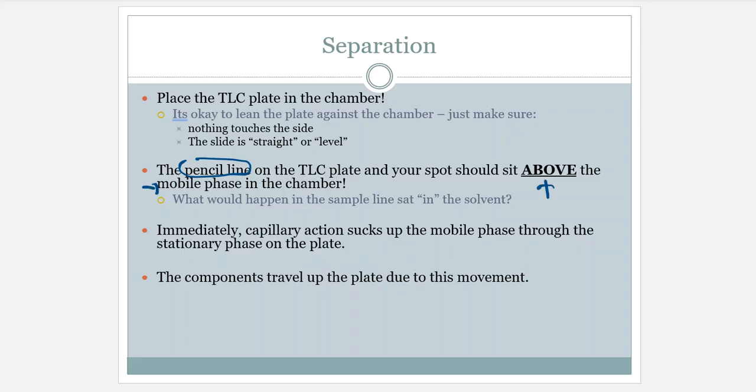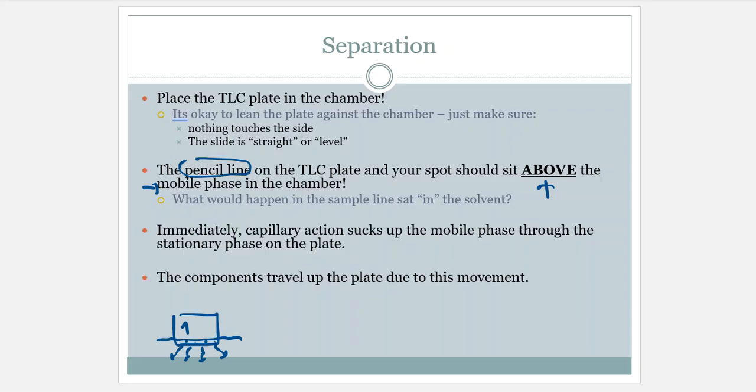of the chamber. If it sat in the developing solvent, in that mobile phase that you were getting ready to use, what would happen is that your spots would be down here at the bottom, and they would just seep out and go into the developing solvent. It would not go up the plate in a spot or in a band. It would actually dissolve, go through the entire developing solvent, and then travel up the plate in an entire big, huge run. And you don't want that to happen.